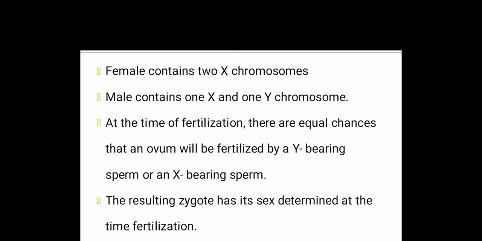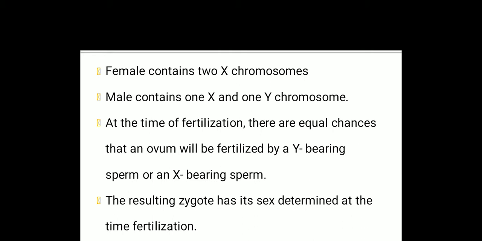What happens here at the time of fertilization? There will be a chance to fertilize with a Y bearing sperm or an X bearing sperm. The resulting zygote has its sex determined at the time of fertilization. There will be an equal chance, so the male only determines the sex of the individual.